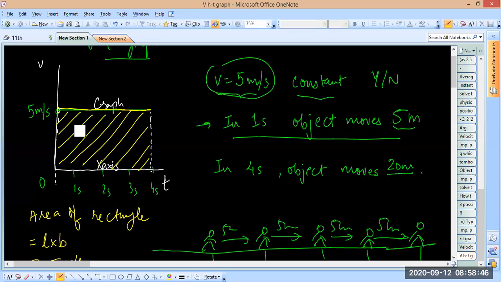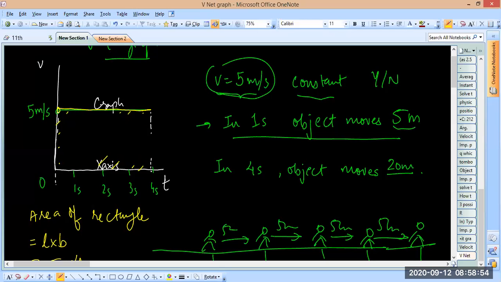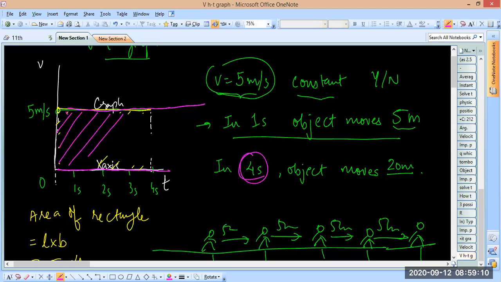So what have we done here? We are finding the area which is trapped or sandwiched between the VT graph and the x-axis. So which area are we finding? This one, right? This could go on and on, but we are only finding it for 4 seconds, so that is from here to here. You understood that? So we are finding the area between this VT graph and this axis. So this is a rectangle here.